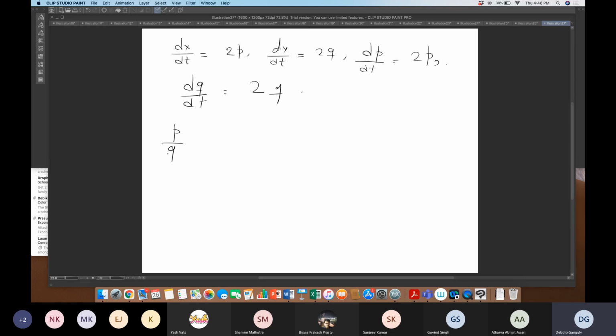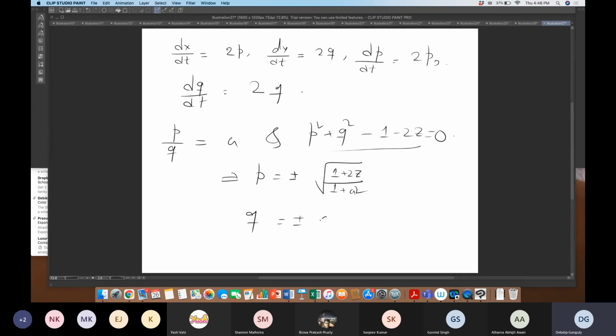Solving this, again p by q is equal to a, and p square plus q square minus 1 minus 2z equal to 0. You can take the equation here, you will get p equal to plus minus root of (1 plus 2z) by (1 plus a square), and you will get q equal to plus minus a times the square root of (1 plus 2z) by (1 plus a square). Yes, same thing.